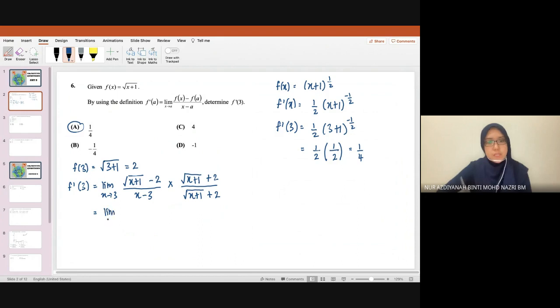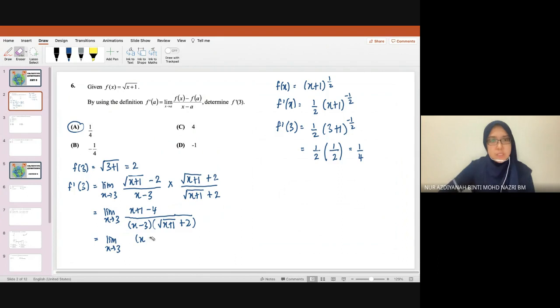Simplify. On the numerator, we will get x plus 1 minus 4. For the denominator, we will try to keep it in this form, no need to expand: square root of x plus 1, then plus 2. So this is what we have. The numerator gives x minus 3, right? So we will have the limit as x approaches 3, and the numerator is x minus 3 here.